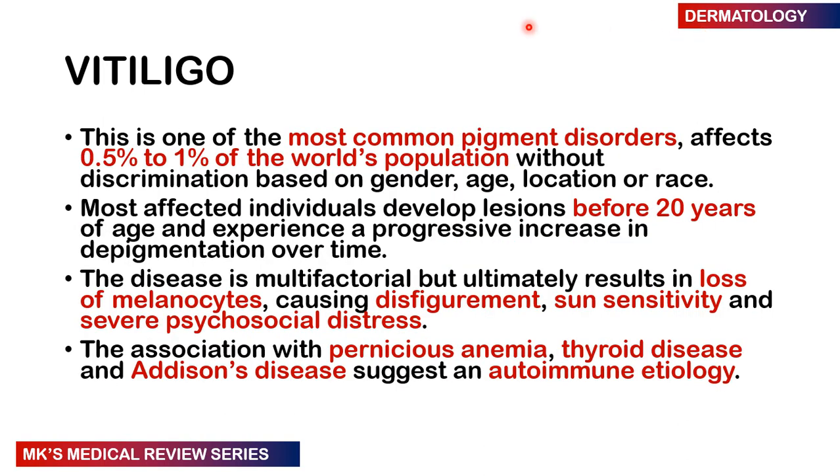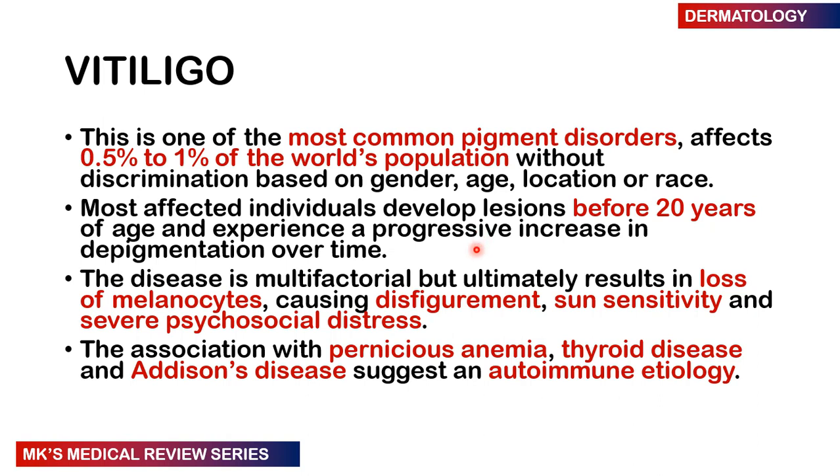Remember that vitiligo is the most common pigment disorder and affects about 0.5 to 1% of the world's population without any discrimination based on gender, age, location, or race. But most of the individuals affected are below the age of 20, and generally they experience a progressive increase in the depigmentation over time. The disease is multifactorial, but ultimately it results in loss of the melanocytes. This can sometimes even be quite disfiguring. It can leave you with sun-sensitive skin, sometimes even with severe psychosocial distress, especially if it's quite extensive.